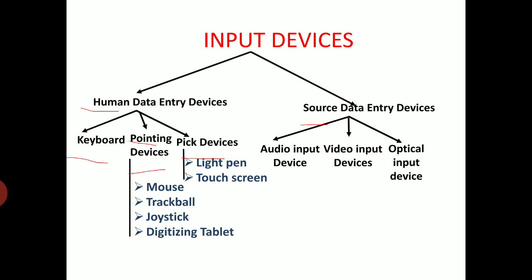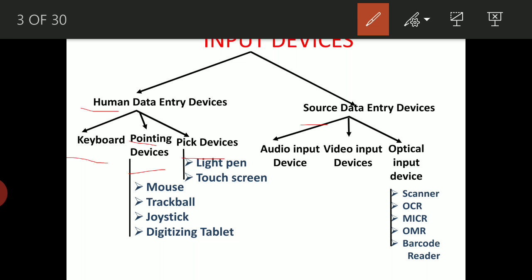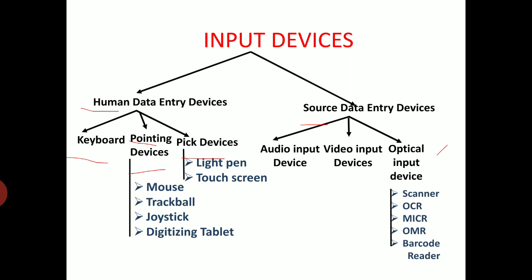Next is source data entry devices. There the data will be inputted in the form of audio, that is the audio input device, the video input device, and the last one, the optical input device. The word optical means light, so there the input medium is light. Optical data input devices are of different categories: scanner, OCR, MICR, OMR, barcode reader, etc. We shall see each in detail.